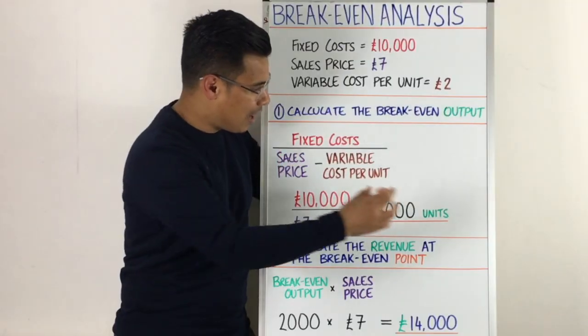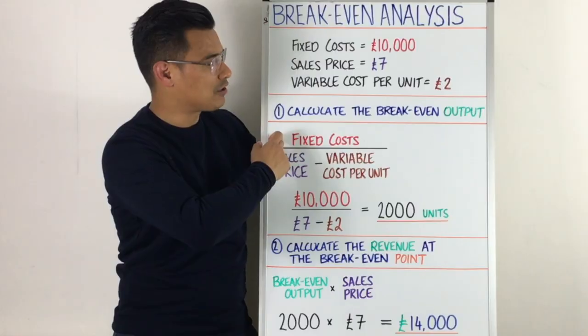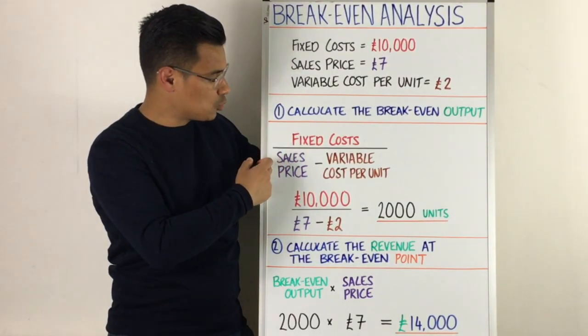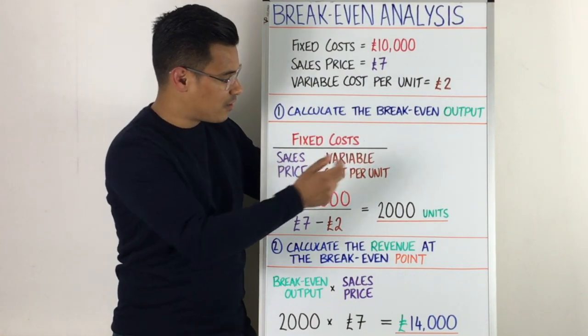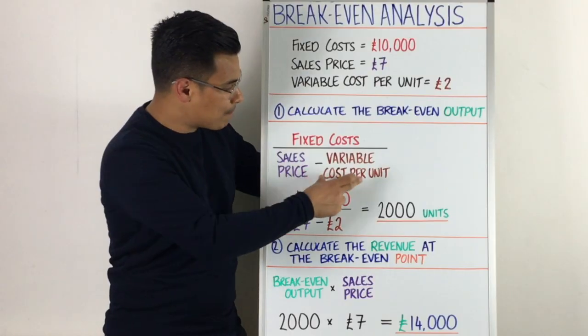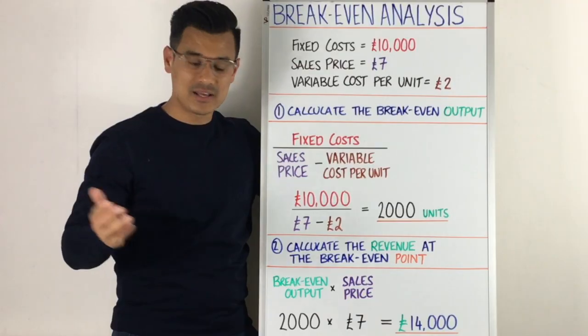Output, remember, is going to be measured by units. So the formula to calculate the break-even output is fixed costs divided by your sales price minus your variable cost per unit. The actual name for sales price minus variable cost per unit is contribution per unit. You may see it called that.